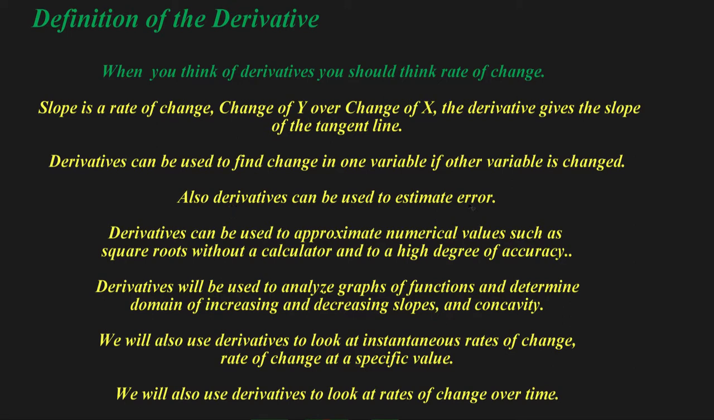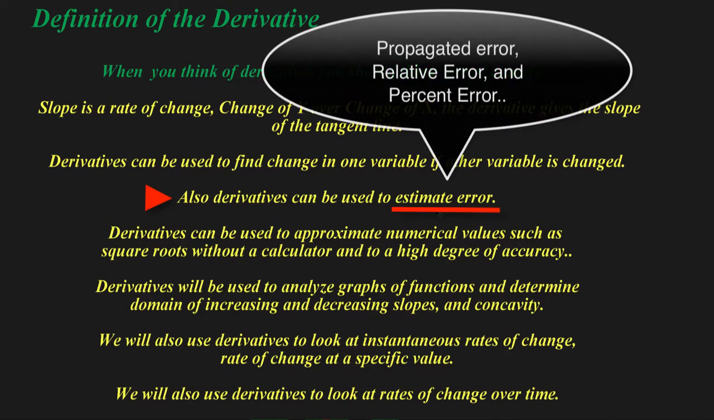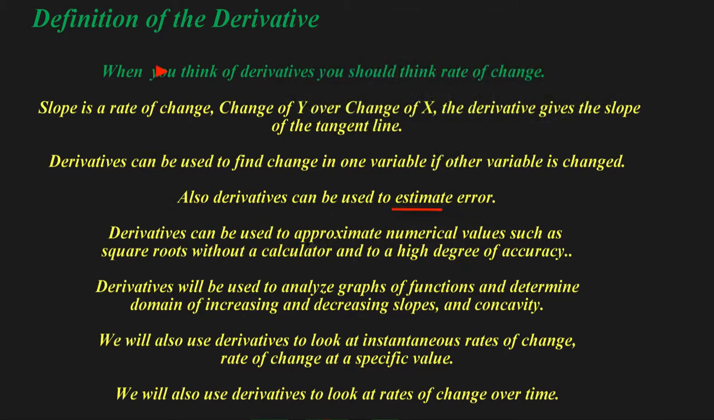Derivatives can also be used to estimate error, whether it's propagated error, relative error or percent error. You can use derivatives to approximate it. Also, we can use derivatives to approximate numerical values. Like if I wanted the square root of 17 or 15, I can use derivatives to do this with a high degree of accuracy. You'd be surprised.